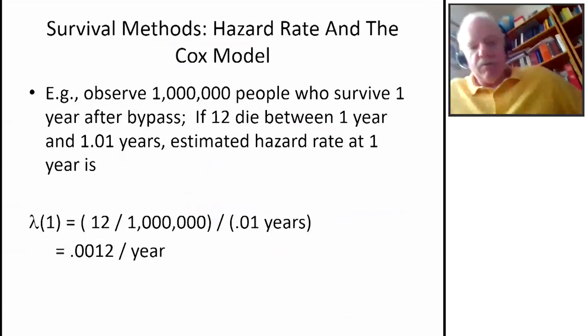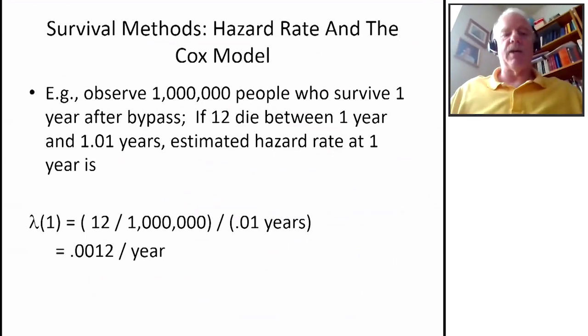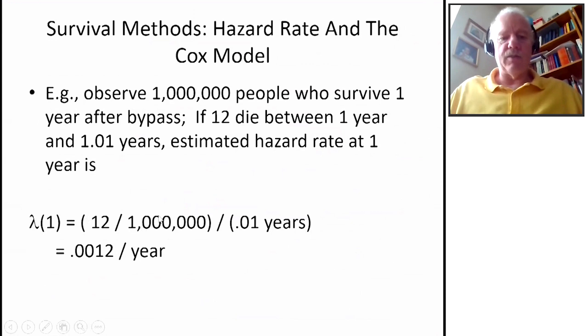So that turns it into a rate, and think of that as sort of an instantaneous risk of having the event. So, for example, if you saw 1 million people who survived 1 year after bypass surgery, and 12 of those died between 1 year and 1.01 years, that's a small amount of time, then we might estimate that hazard rate at 1 year to be 12 over 1 million. These million people survived 1 year, and then 12 of them died. So it'd be 12 over 1 million divided by the period of time, which is 0.01 years. And that gives us a hazard rate of 0.0012 per year.